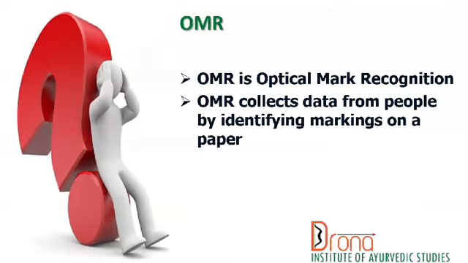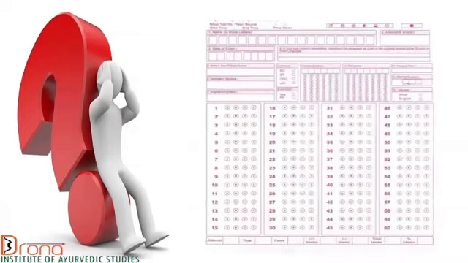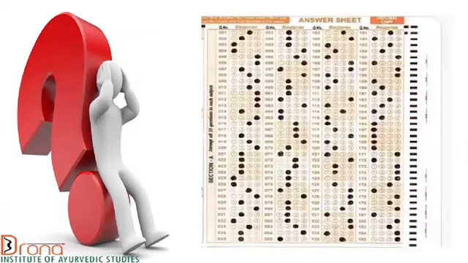So the explanation: optical mark recognition collects data from people by identifying markings on a paper. It is a scanning of paper to detect the presence or absence of a mark in a predetermined position. Recognition of presence of a pencil or pen-filled bubble mark is done by optical scanner and hence the name optical mark recognition. And these are the formats of OMR.